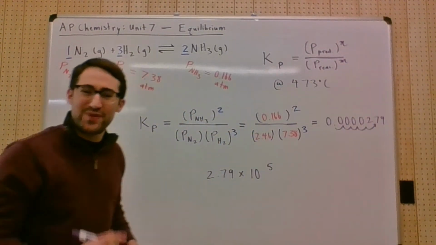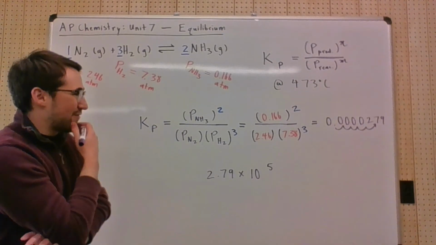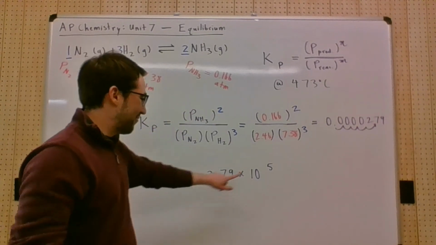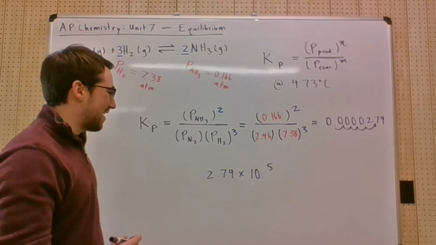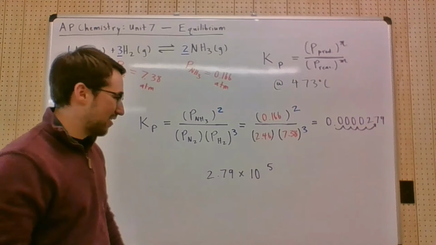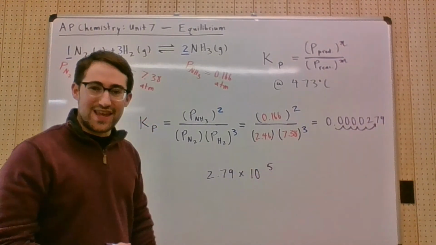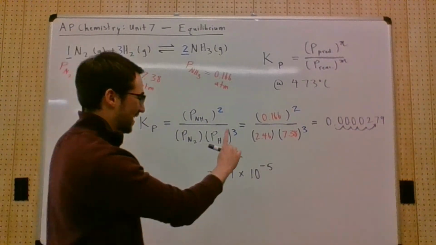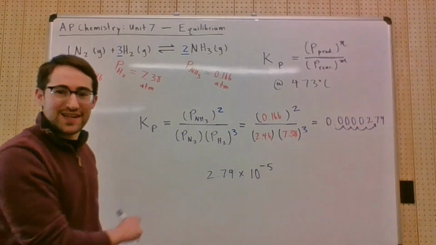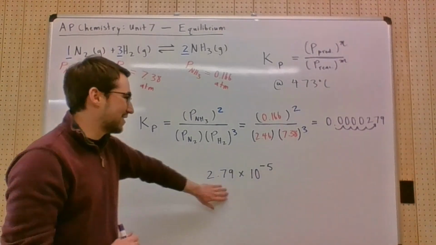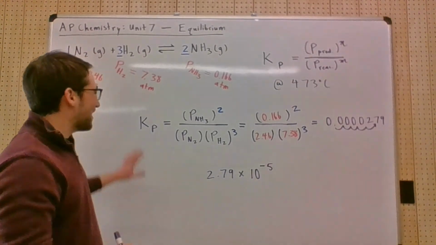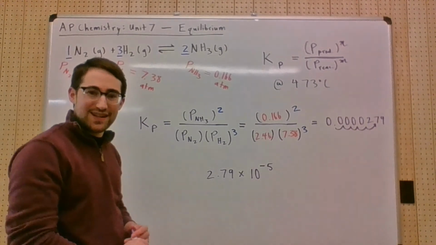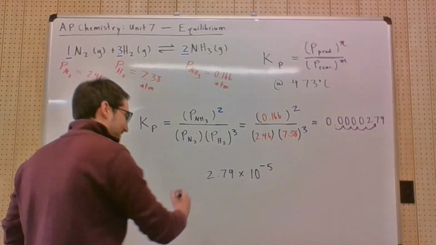But I also have to be careful of the sign of this, because after all, this number should be very, very small. Something times 10 to the 5th is very, very big. So if this should be making the number smaller, this should go back the other way. 10 to the negative 5th is going to push my decimal point back to the left instead of making it go over to the right. So this is the value I want, right? So under these conditions, my Kp is 2.79 times 10 to the negative 5th-ish, something around there.